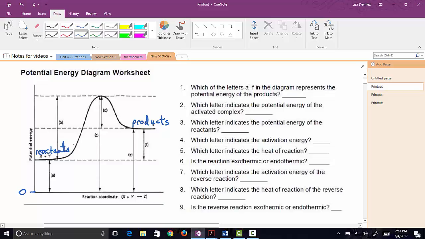are here. So line E represents the energy of the products, all right? The potential energy of the activated complex. Remember, that's kind of like an intermediate state where the reactants have started breaking bonds and the product bonds are starting to form, and that is at the top of the hill. So up here, this is our activated complex.